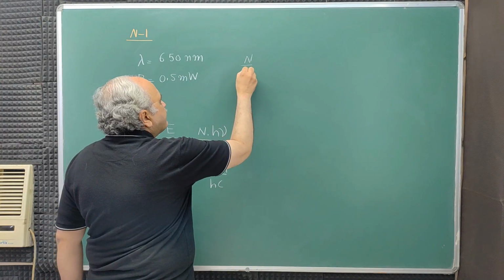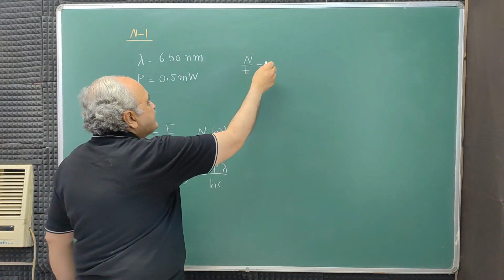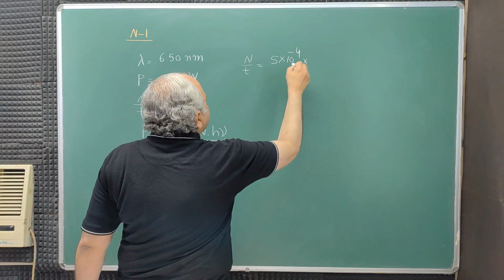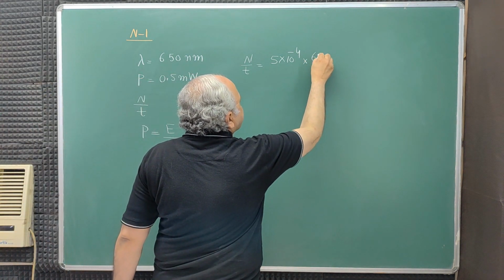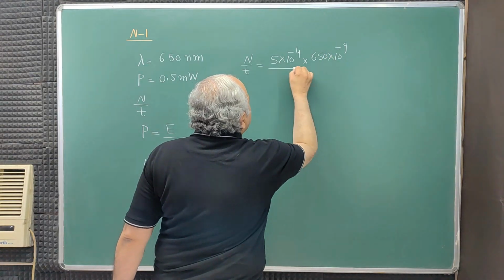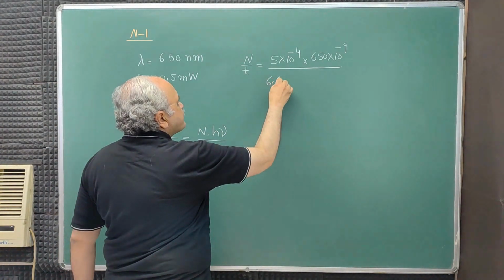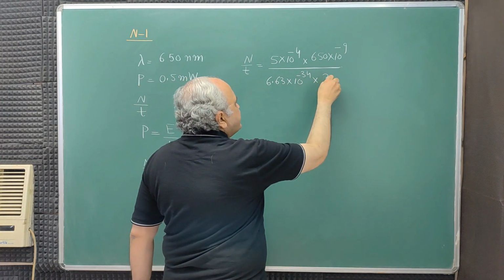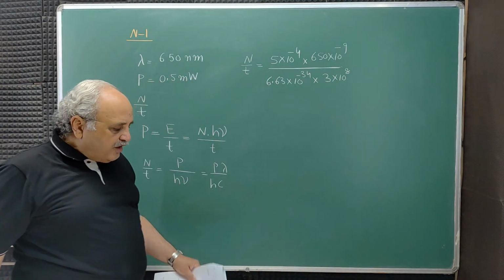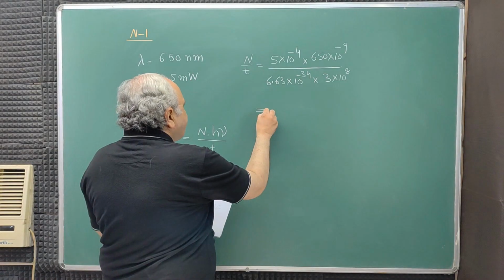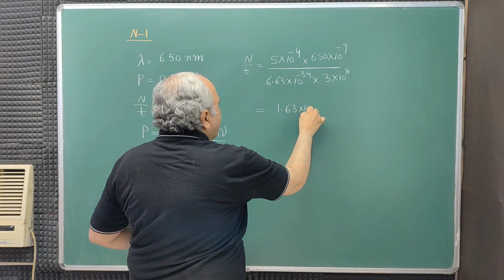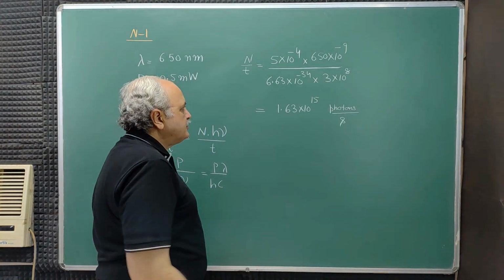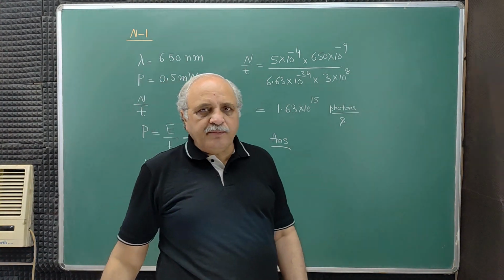So if you calculate n by t, this is going to be the power, which is equal to 5 into 10 to the power minus 4, because it is milliwatt, multiplied by the wavelength. The wavelength is 650 nanometer. So this is 650 into 10 to the power minus 9, and then divided by the Planck's constant, which is 6.63 into 10 to the power minus 34, multiplied by the velocity of light in free space, that is 10 to the power 8. Now if you calculate, you will get the answer as 1.63 into 10 to the power 15 photons per unit time, that is per second. So this is the answer for your first numerical.